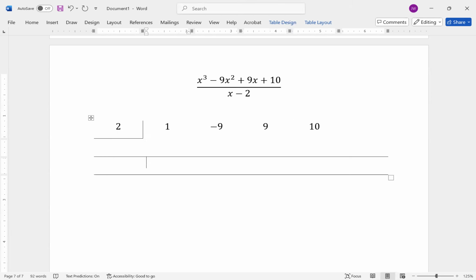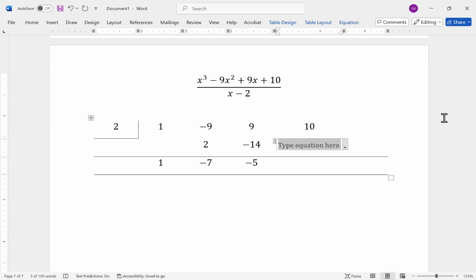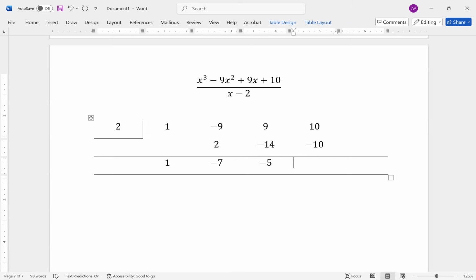Now we're ready to go through the process. 1 drops down. Then I multiply 1 by 2, and that gives me a +2. When I add those two numbers, I'd get a -7. -7 times a +2 gives me a -14. When I add 9 plus -14, that gives me a -5. -5 times 2 is a -10. And 10 minus 10 gives me a remainder of 0.